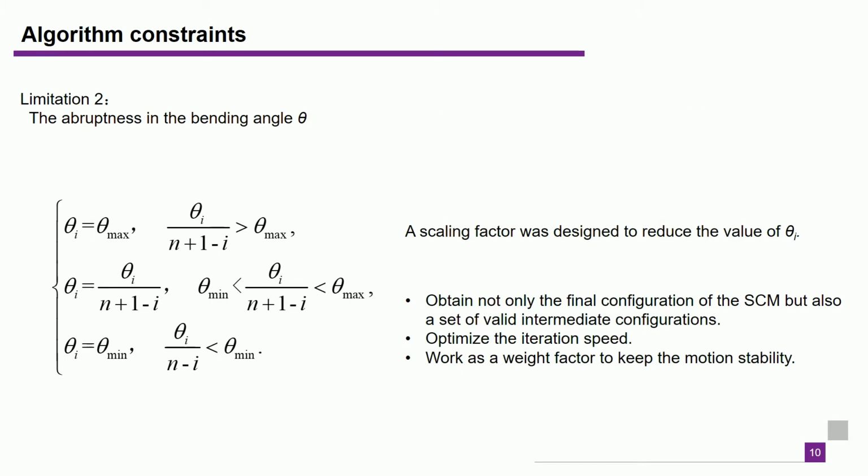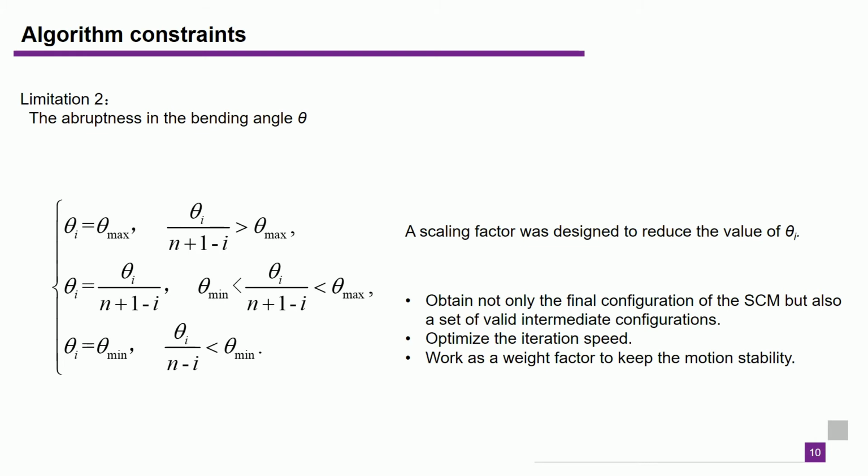Limitation 2. The abruptness in the bending angle theta is solved by a scaling factor to reduce the value of theta i. The actual value of theta i is divided by the number of remaining segments. By doing so, this algorithm will obtain not only the final configuration of the SCM, but also a set of weighted intermediate configurations that lead to the appropriate solution. Our method can optimize the iteration speed and work with a weight factor to help keep the stability of the whole SCM.